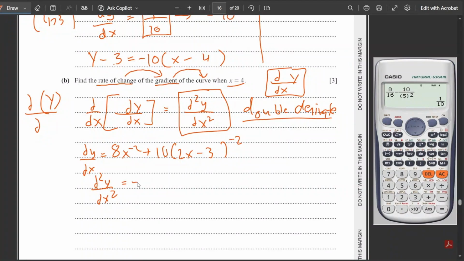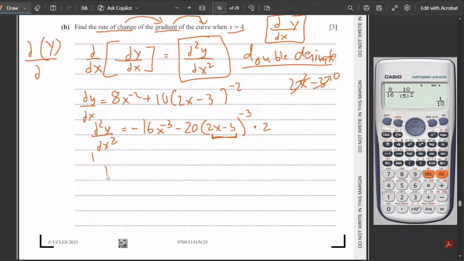So this is going to be negative 2 times 8, which is negative 16, (x minus 3), and then I'm going to have 10 times negative 2, that's negative 20, times (2x minus 3) raised to the power negative 3, and then I multiply this by the differentiation of the bracket. That's how you differentiate when you have a bracket. The differentiation of the bracket 2x minus 3 is 2, so I multiply this by 2.